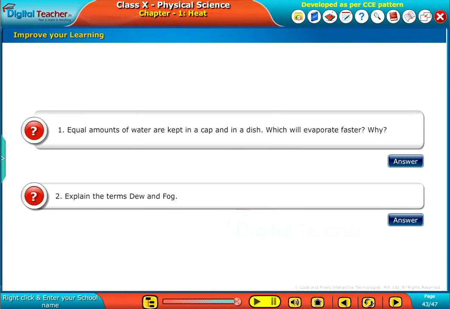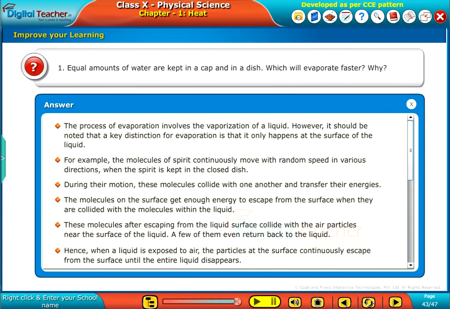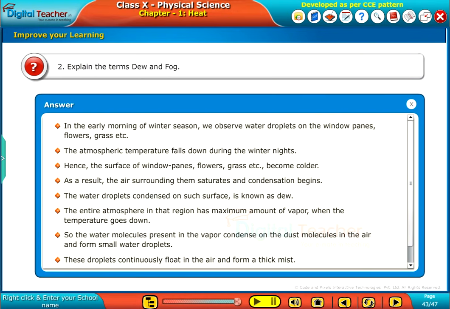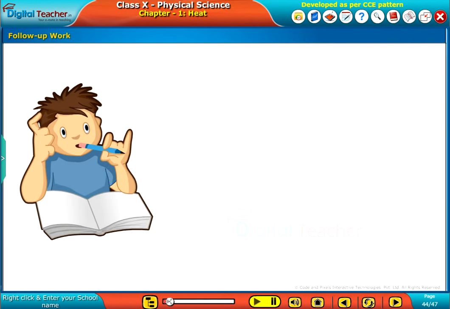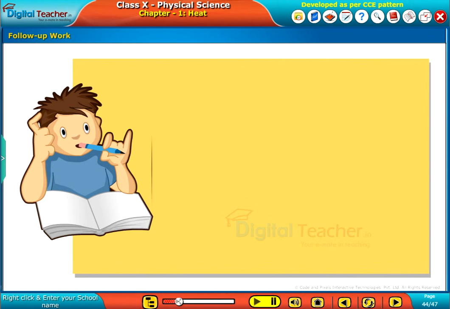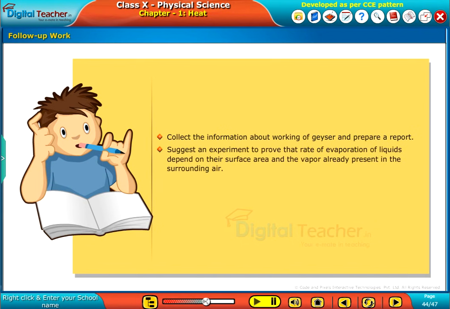Read the questions and attempt the answers on your own. You can click Answer for your reference. Take up the following activities. Collect the information about working of geyser and prepare a report. Suggest an experiment to prove that rate of evaporation of liquids depends on their surface area and the vapor already present in the surrounding air.